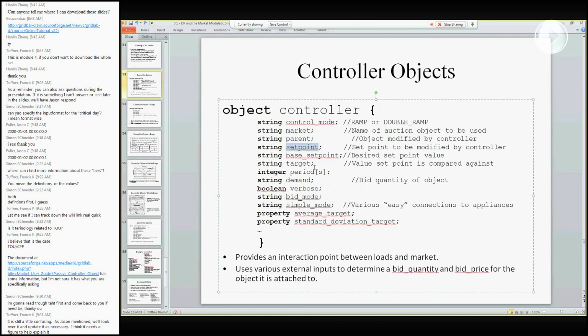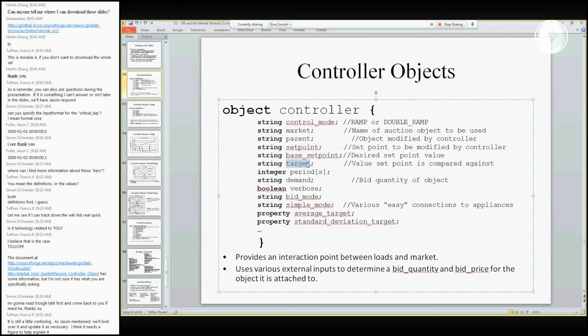We have the set point that we would like to control. So in this case, it might be the cooling set point inside the home. So this is really a property that we're trying to look for. We're going to set a base set point. So this is basically what would your thermostat be doing if the controller wasn't there.